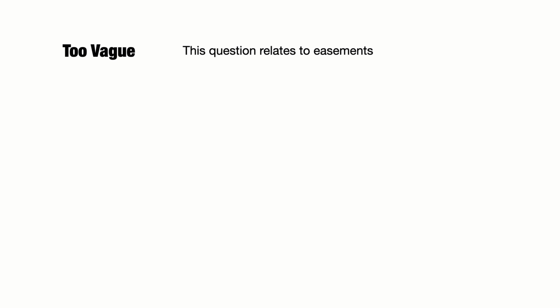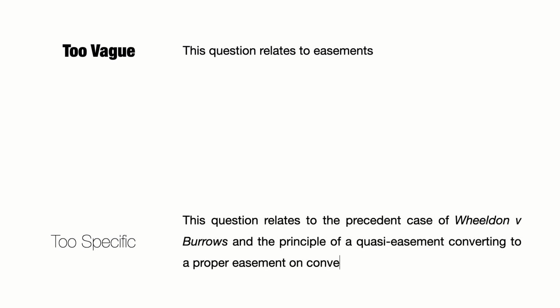Conversely, you may be too specific if you were to say something like, this question relates to the precedent case of Wealden and Burroughs and the principle of a quasi-easement converting to a proper easement on conveyance. While this is correct, and we would definitely be talking about this later on in the response, it's too much at the very inception. It's very specific. You're looking at one specific area of law, and this might be one of 10 or 15 areas that you're going to have to tackle.